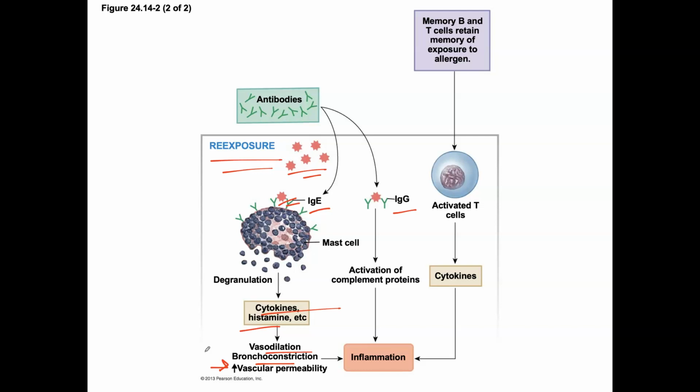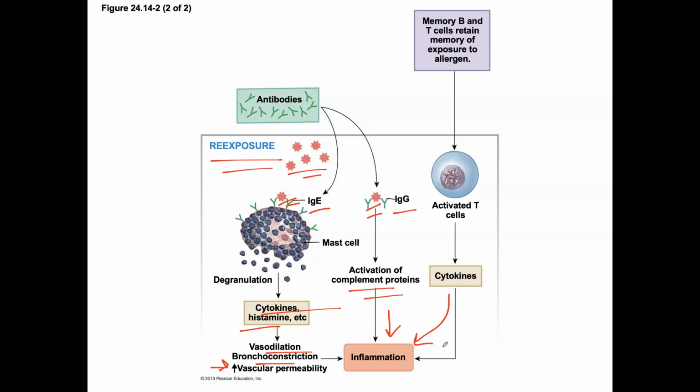The IgG antibodies are going to bind to the allergen, and they're going to activate the complement pathway. So the complement proteins are liver proteins that are circulating in the blood plasma. And these complement proteins are going to lead to the inflammatory reaction. So they're going to enhance inflammation, and activated T cells are going to release cytokines as well that are going to lead to the inflammatory reaction.